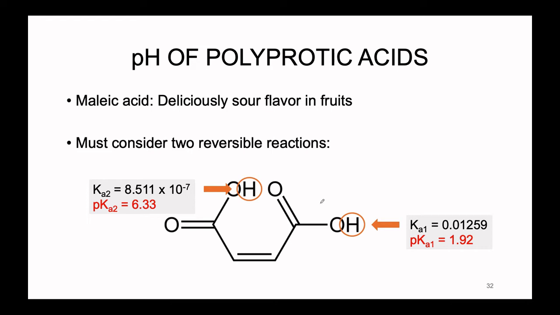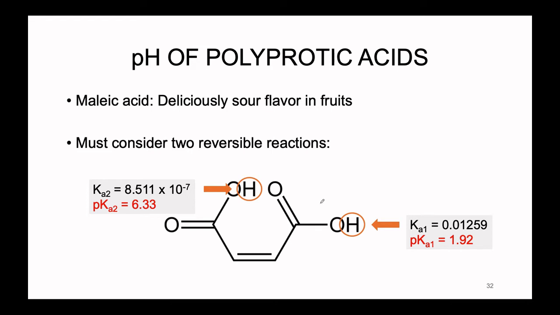So this is going to tie us into measuring the pH of polyprotic acids. And I'm going to be using polyprotic acids to also include diprotic acids, since technically poly just means more than one. So I'm going to lump diprotic into that as well. So one example of a diprotic or polyprotic acid is maleic acid.